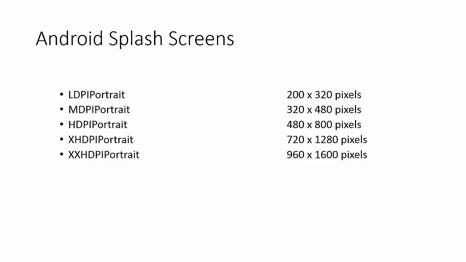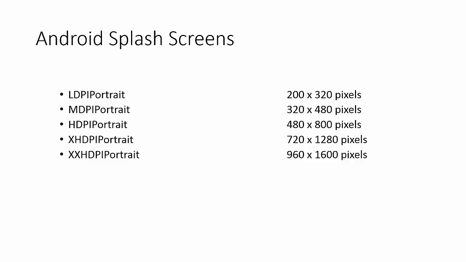With this project, we're only creating the 5 in portrait. That's because our app looks better in portrait. So we are, in a later video, going to show you how to force the app to only be portrait. That way we get away with not having to make the landscape splash screens. Otherwise we'd end up having to make 10 splash screens for this project.